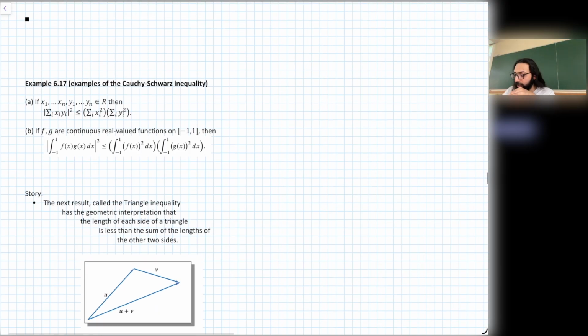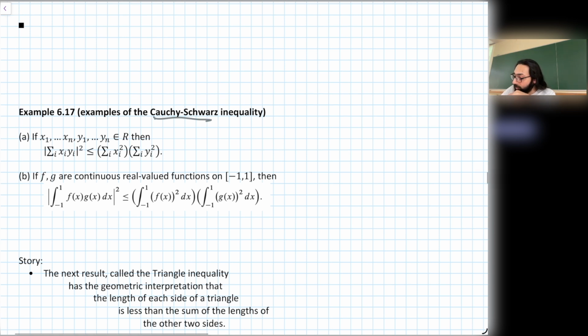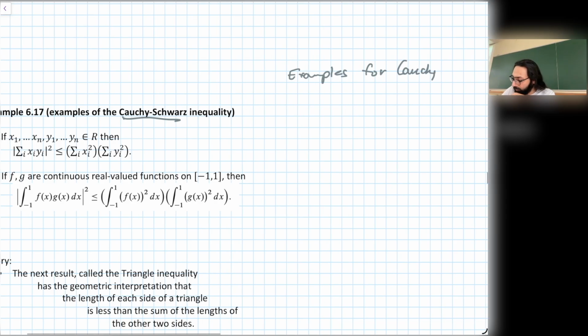So then let's continue. Here are some very cool examples of the Cauchy-Schwarz inequality. The first example says the following. Suppose you have x1 to xn and y1 to yn. All of these are real numbers. And I ask you, can you upper bound this quantity, the sum of xi yi?